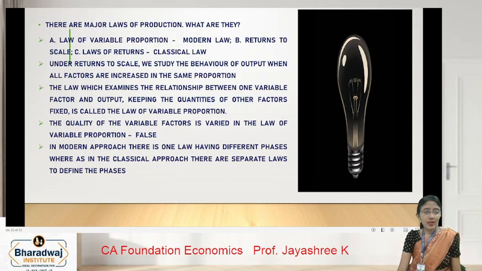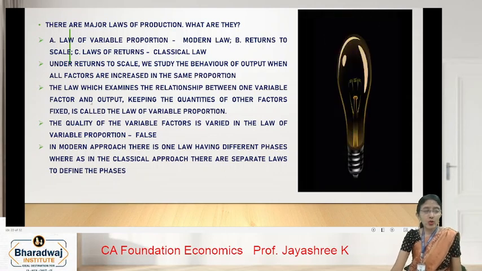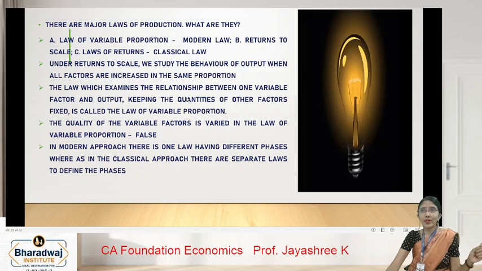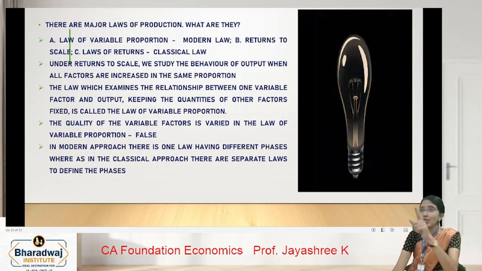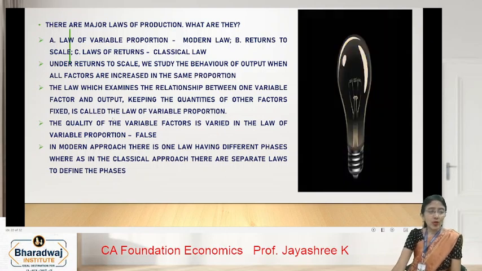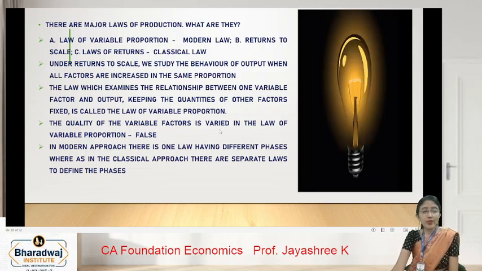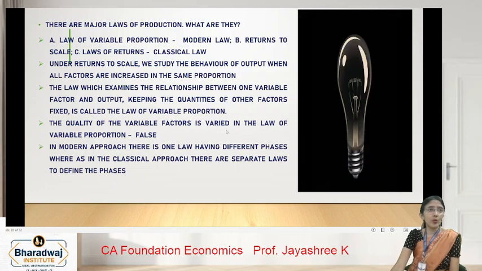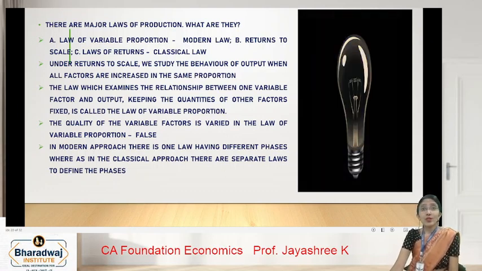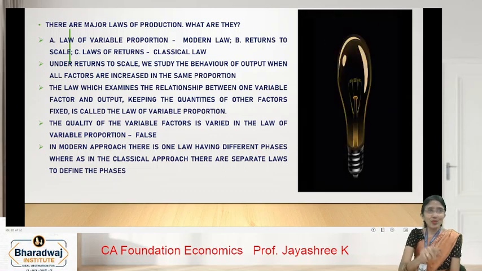Can you note it? Yes. Third one. Have you got this answer correct? The law which examines the relationship between one variable factor, keeping others constant, is law of variable proportion. Did you all get it right? Okay, then. Quality of the variable factors is varied in the law of variable proportion. False. Why? It is homogeneous. The assumption we say, no.